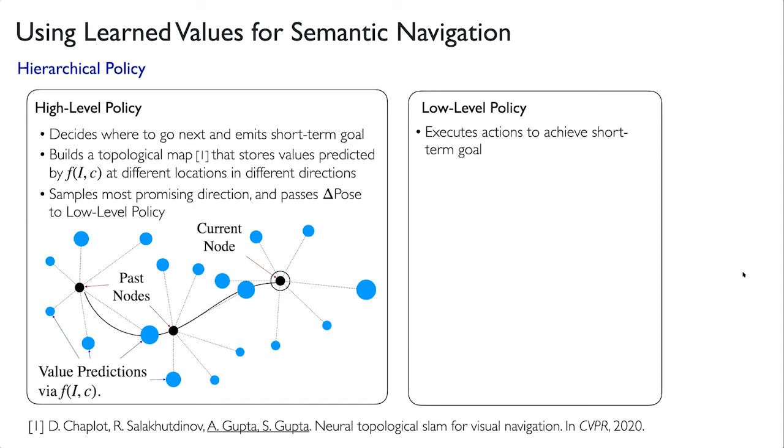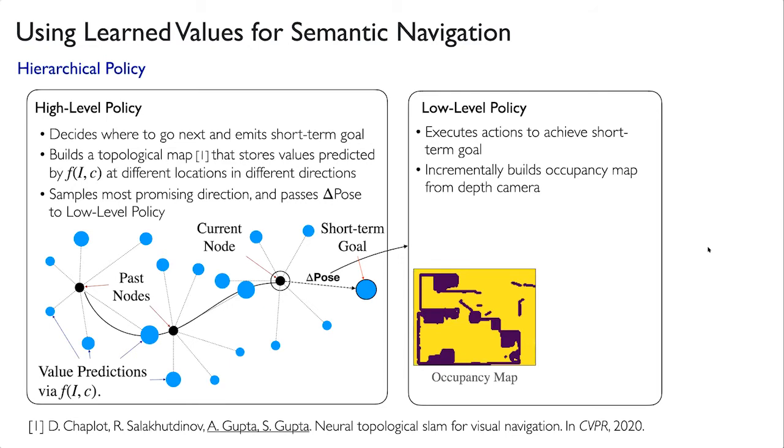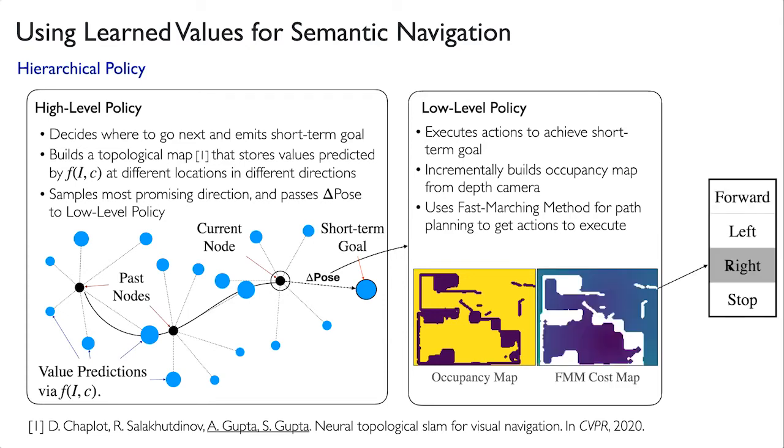And at each step, what we do is we essentially sample the most promising direction, compute the delta pose, and ask the low-level policy to get there, right? For this low-level policy, again, we are using some classical tools, which is essentially the fast marching method for path planning, right? Locally, you can do this, ego motion errors, etc., not as much of a problem and so forth, right? And this process can basically repeat and go on from there, right?